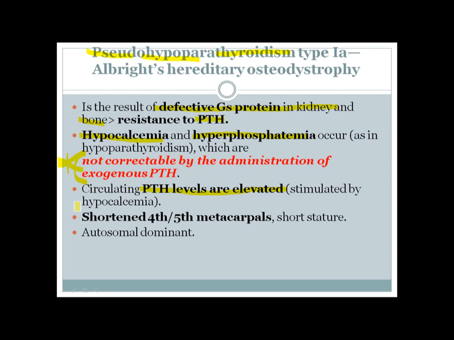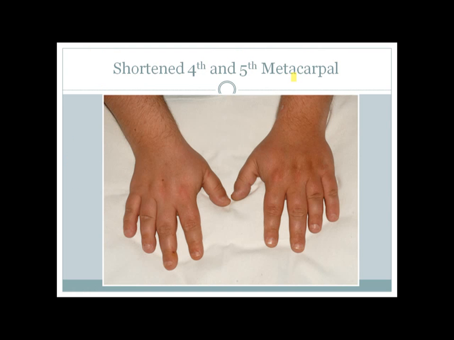And there are some typical classic clinical features, like shortened fourth or fifth metacarpal bones and also short stature. This condition is autosomal dominant, and it's also known as Albright's hereditary osteodystrophy, type 1A pseudohypoparathyroidism. Here we can see a patient with a shortened fourth and fifth metacarpal, leading to shortened fourth and fifth fingers in both hands.